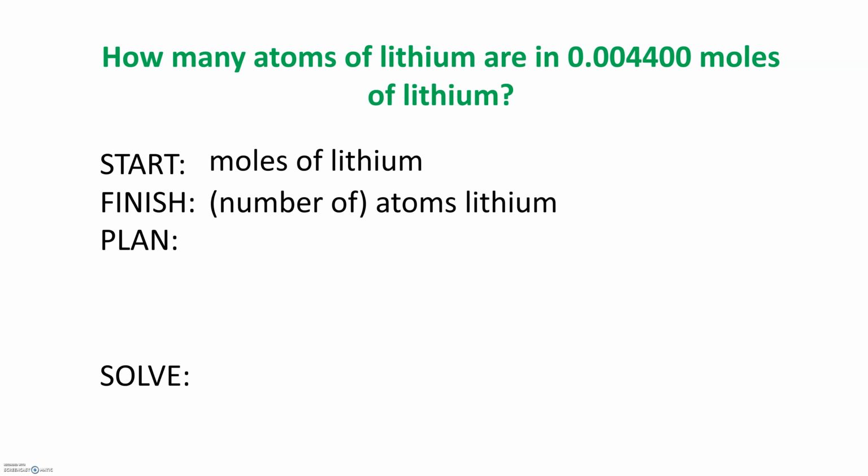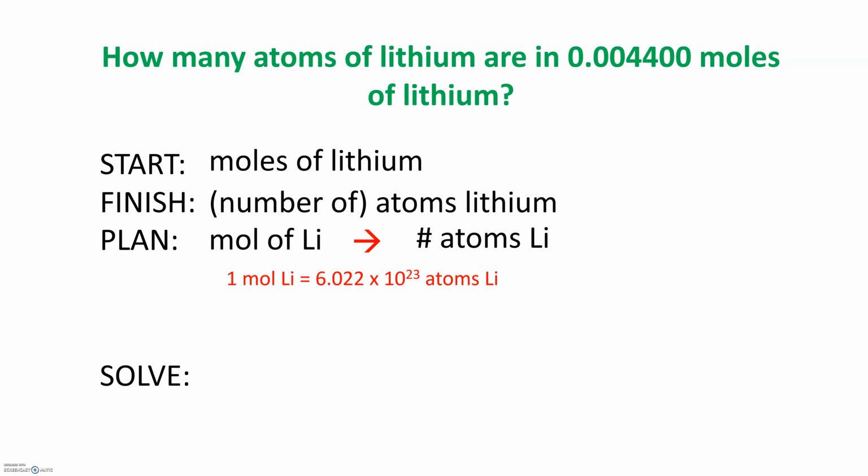0.00400 moles of lithium. Now it's time to make a plan. Right? So I'll put my start at the beginning. Remember, MOL is our abbreviation for moles. And my number, the little hashtag symbol, number of atoms of lithium, is going to be my finish. It's at the end. I've got to find a way to connect them. So I ask myself, do I know how moles and number of things are connected? Well, the answer is yes, I do. It's connected with that wonderfully big number that we've had to memorize to 4 significant figures. 1 mole of lithium is 6.022 times 10 to the 23 atoms of lithium. That's our Avogadro's number. That's going to be our conversion factor.